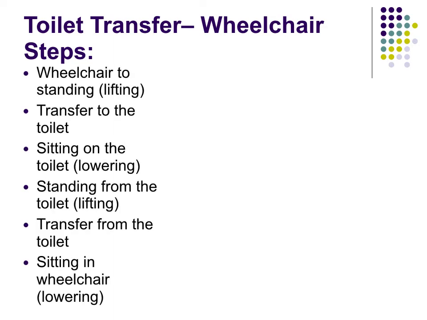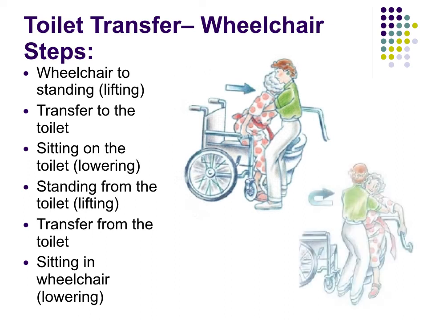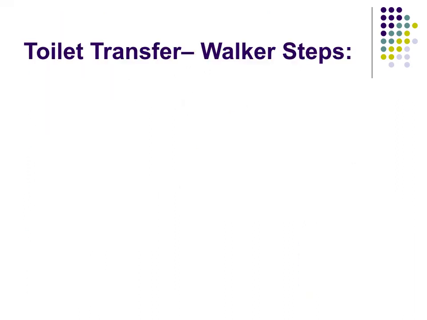So for a toilet transfer with a wheelchair, you would go from the wheelchair to standing, which could be lifting assistance if that's required. Transfer to the toilet, could be with a slide board or a stand pivot. Sitting on the toilet, and that will be the lowering piece. Then standing from the toilet, transfer from the toilet, and then sitting in the wheelchair. So those are the pieces included in the toilet transfer.